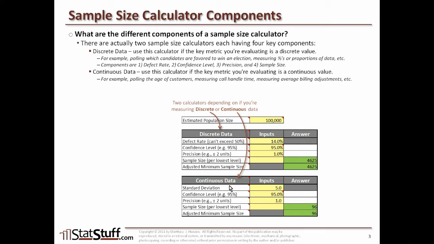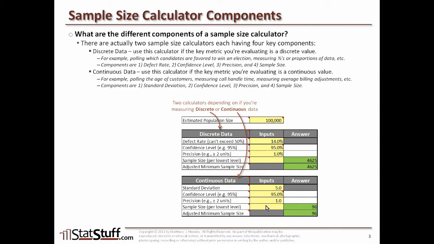So if you happen to be measuring things like the age of customers, or you're measuring something like call handle time, call duration, or you're measuring the average billing adjustments, something that's in terms of dollars, those are all continuous type of values. And when you have those types of values that you're going to be analyzing and collecting a sample for, then you're going to use this lower calculator that's associated for the continuous data.